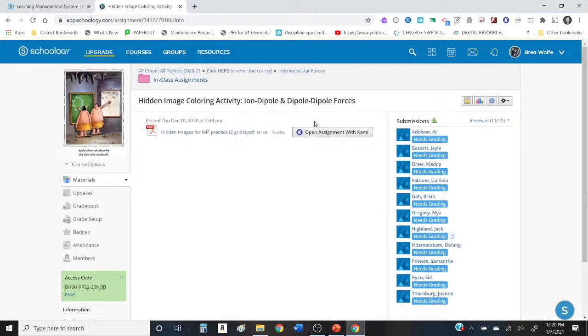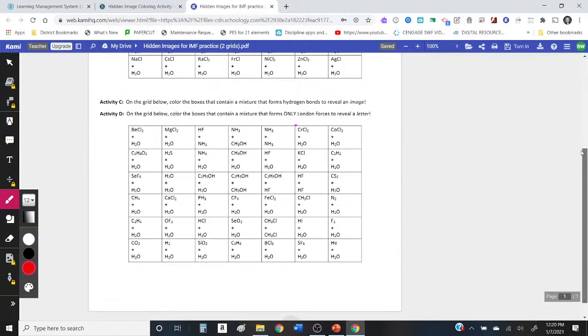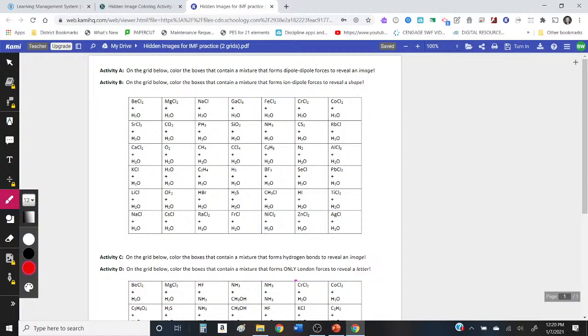Okay, so let me explain here. When you open it up, it looks maybe a little bit weird, so let me tell you what to do. There's two grids here. If you scroll down the page, you'll see that second grid. We are not using that second grid at all today, okay? So just stick on the first grid.